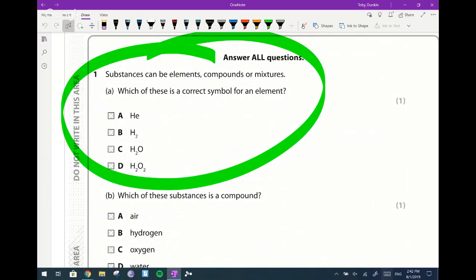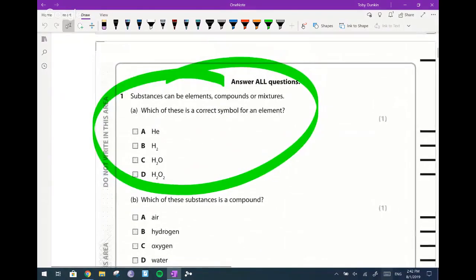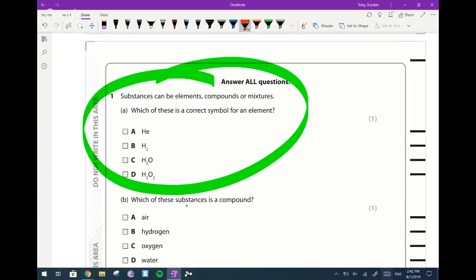By the way, this is paper one, so this applies to all students who are doing dual science or triple science. And it's nice for us to spot all the questions that relate to my webinar today. So the first one was just simply choose the correct symbol for an element. And realizing that we've got compounds here and here. This is not a compound, this is a molecule. It is an element though.